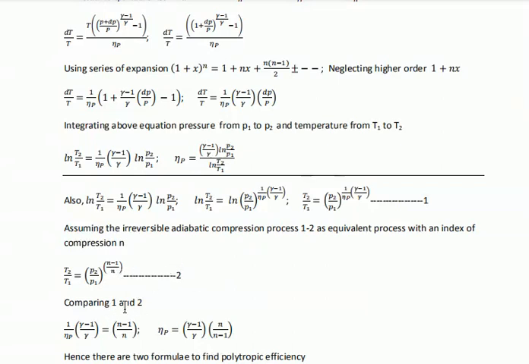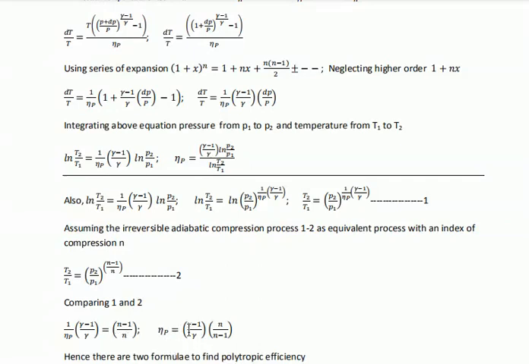So comparing equation number 1 and 2, we got that 1 by eta p into (gamma minus 1) by gamma is equal to what? (n minus 1) by n. So comparing 1 and 2, we get that. T2 by T1 is there, P2 by P1 is there. Here also T2 by T1, P2 by P1 is there. Just we have to compare these two indexes. We get that 1 by eta p into (gamma minus 1) by gamma is equal to (n minus 1) by n.